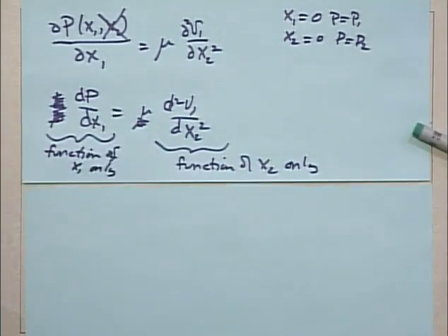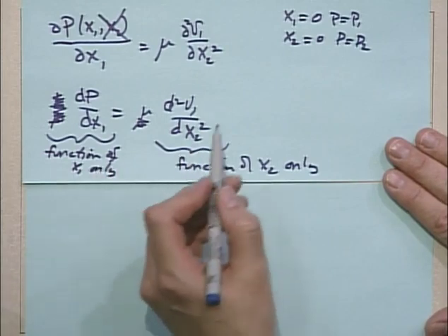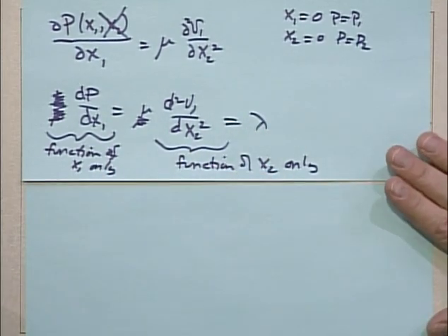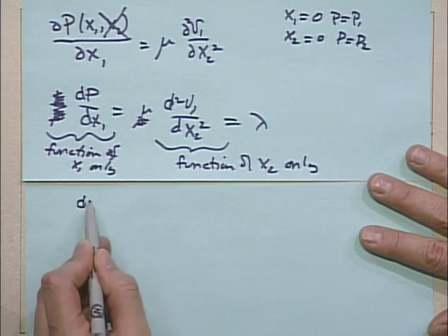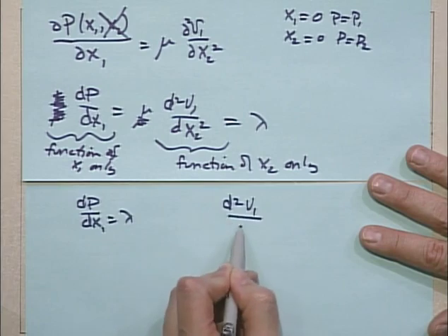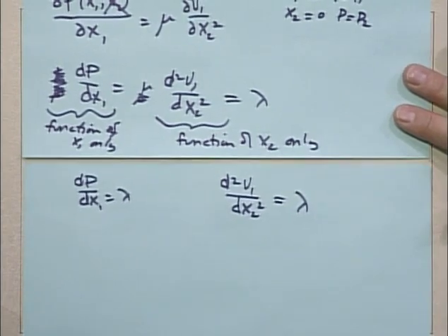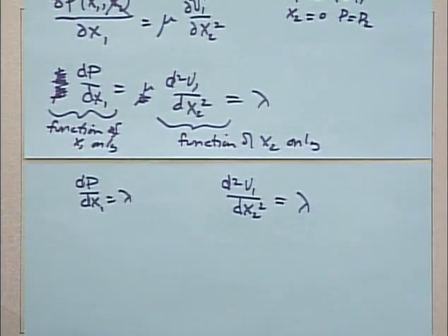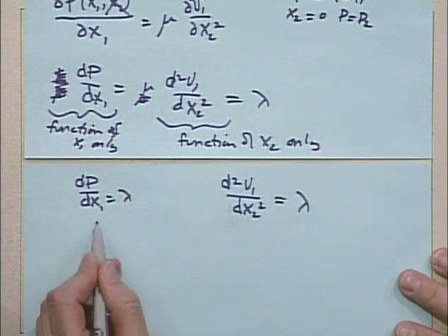This is exactly the same way that Poiseuille flow in a tube is solved, which is why I expect you to be a little bit familiar with it. And so if they're both functions of independent variables, they must be equal to the same constant, which I usually call lambda. So we have two differential equations to solve. dp dx1 equals lambda, and the second partial of v1 with respect to x2 equals lambda. Is that fair enough? Okay, so now we can solve this with the given boundary conditions.